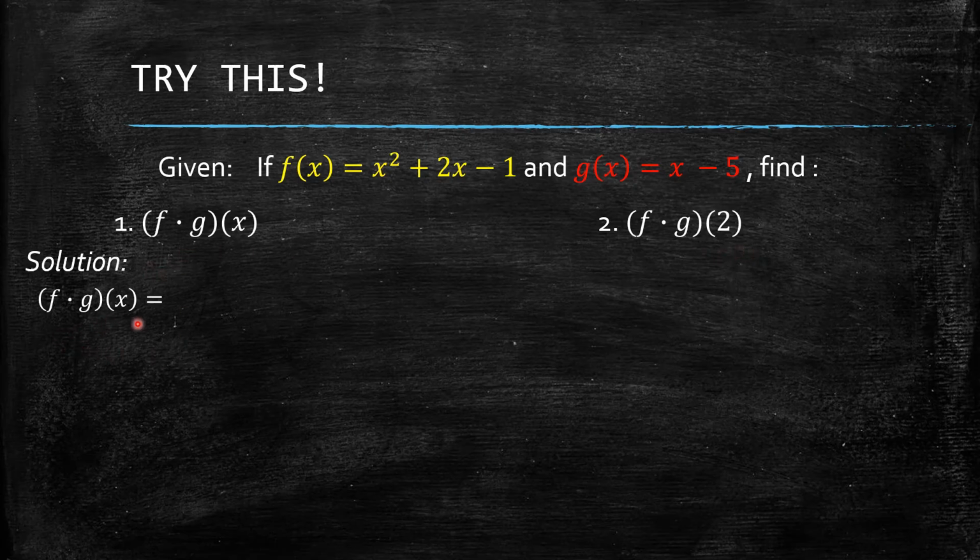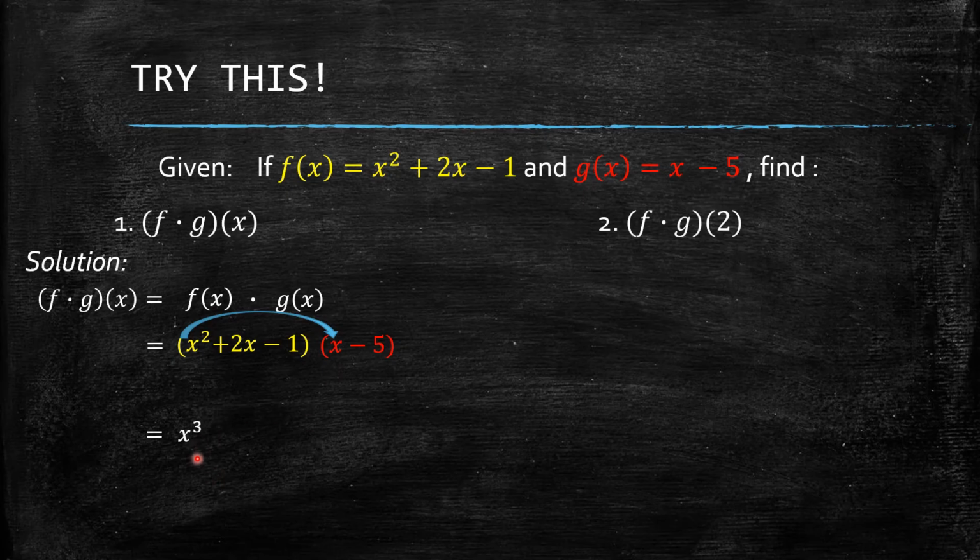F times g of x is just f of x times g of x. So, substitute now the values of f of x and g of x. F of x, the yellow one, we have x squared plus 2x minus 1. And for the g of x, we have x minus 5. So, to multiply, we will have first x squared times the x. The answer is x cubed. Next, x squared times negative 5, that is negative 5x squared.